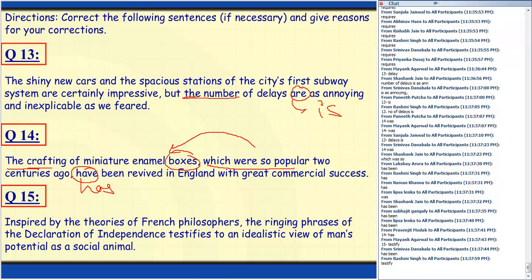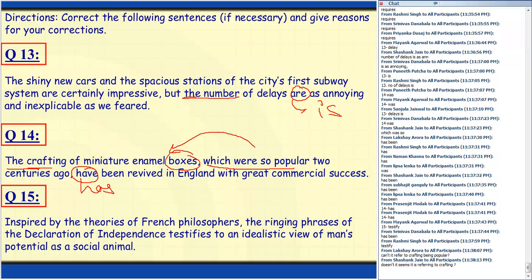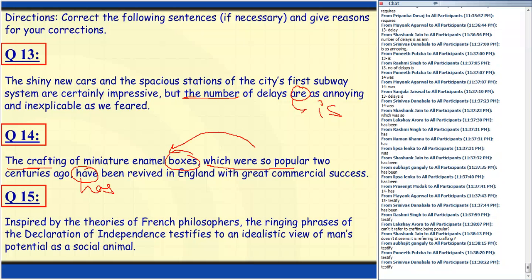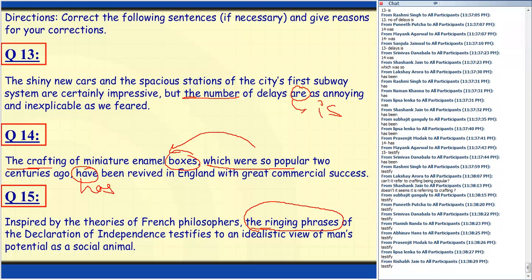And last question for today, question number 15. Inspired by the theories of French philosophers, the ringing phrases of the Declaration of Independence, what? Testifies or testify? Testify. Why? Because you're talking about the ringing phrases. It is plural. So it is not testifies, it is testify. The ringing phrases testify to an idealistic view of man's potential as a social animal. Okay? So this is about subject verb agreement.